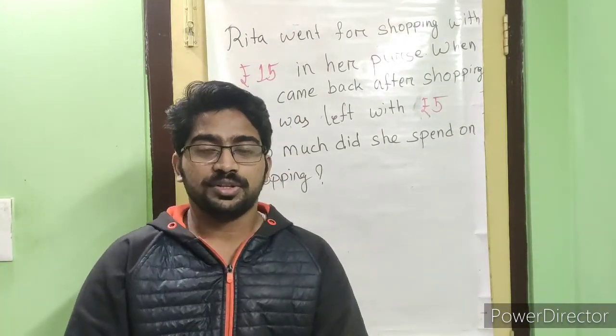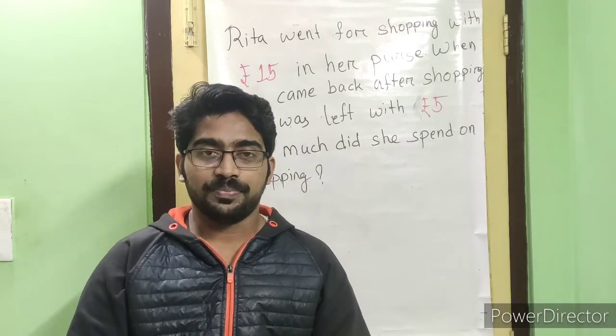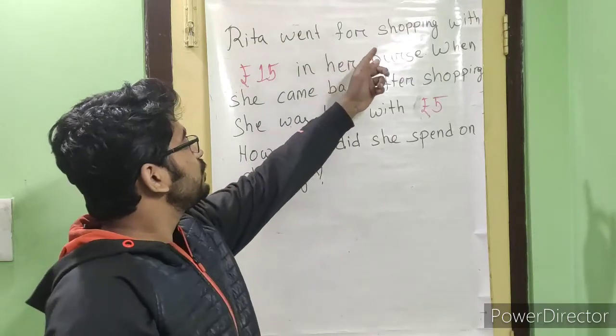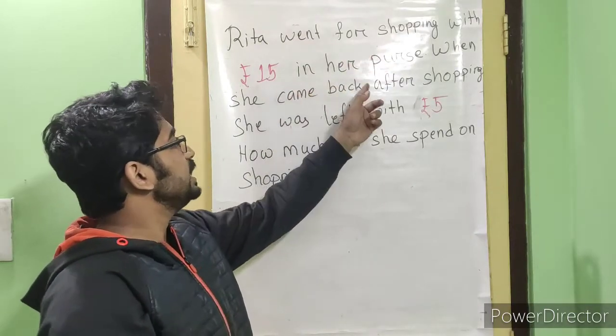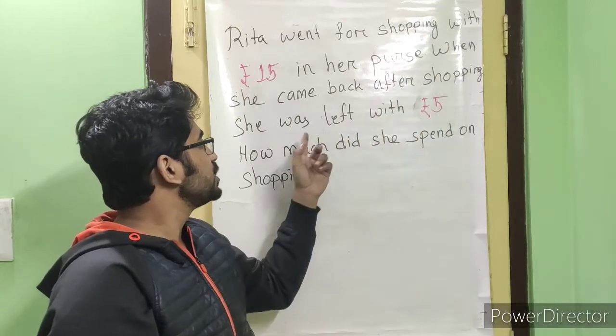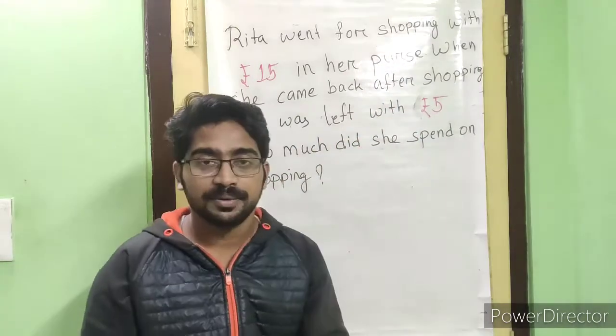Jai Gurudev students. So you can see in my board I have given one word problem. So we need to solve it out. Okay, so let's read it first. Rita went for shopping with rupees 15 in her purse. When she came back after shopping, she was left with rupees 5. How much did she spend on shopping?